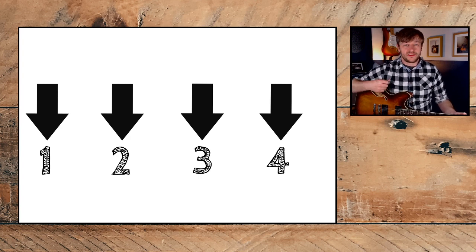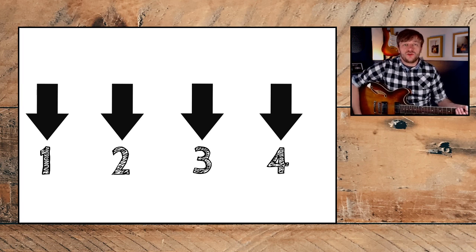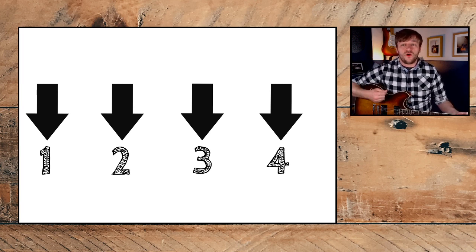So we count to 4 and we down strum on each one of those numbers and we have to hit it dead on the numbers. So 1, 2, 3, 4. 1, 2, 3, 4. It's that simple. Now you notice there my hand is very relaxed and I'm just hitting the strings in a very even pattern.